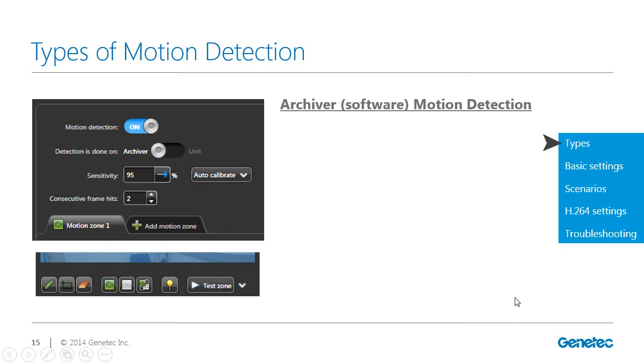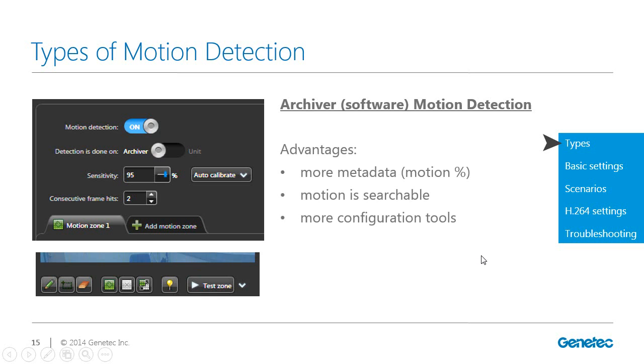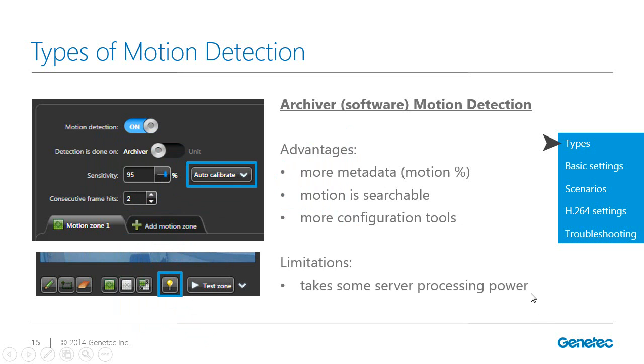The second type of motion detection is done on the archiver, and this is sometimes called software motion detection. The advantages with using the archiver to detect motion is that you get more metadata, so basically the percentage of motion present, and that is searchable. We also have more tools available when setting up and testing the motion detection values, such as the auto calibration and the learning mode down here. Of course, the drawback with this method is it does put an extra load on the server hosting the archiver role.